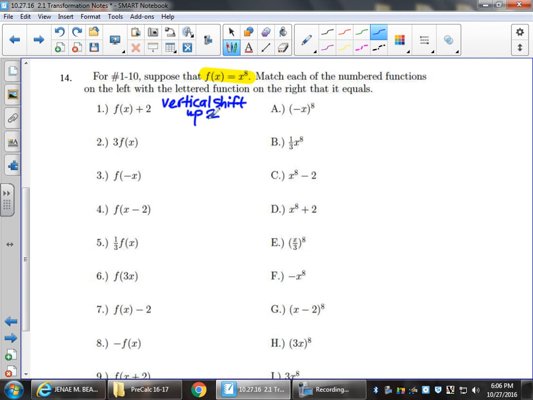So now that I know what the transformation is, now I'm going to account for x to the 8th being my function. So I'm going to look for my original function, x to the 8th, with a plus 2 on the outside. Nope. No. Look, choice D. X to the 8th plus 2, that's my answer for 1. 1 is D.